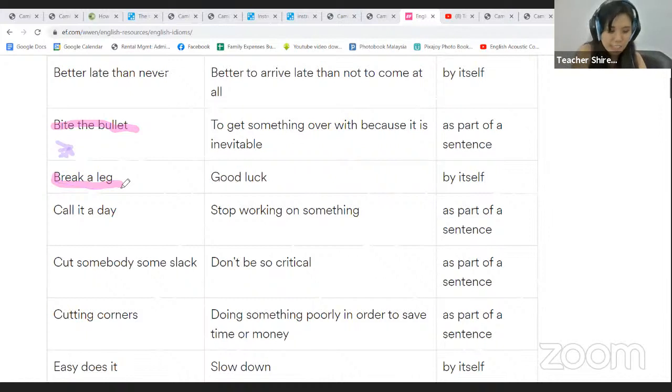Okay, so for example, what you say is like this. Today it's my first time performing on the stage. I'm so nervous. Then your friend says, well, break a leg. Means that I wish you good luck. Not that I really ask you to go and break your leg, okay? I'm not killing you, okay? I'm just asking you, good luck. Understand? That's called break a leg.